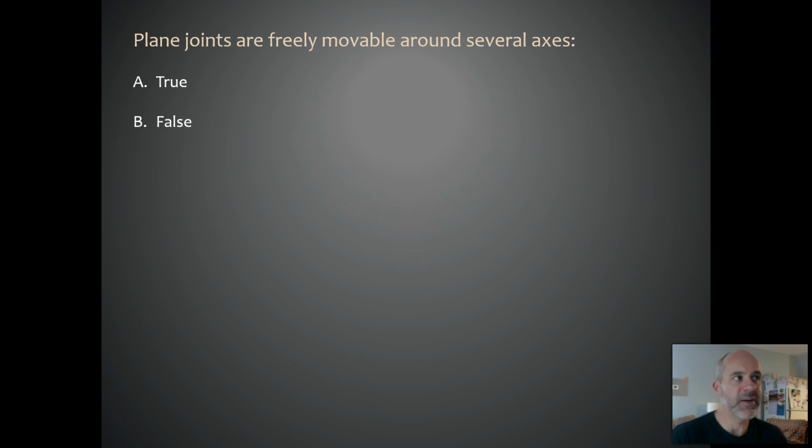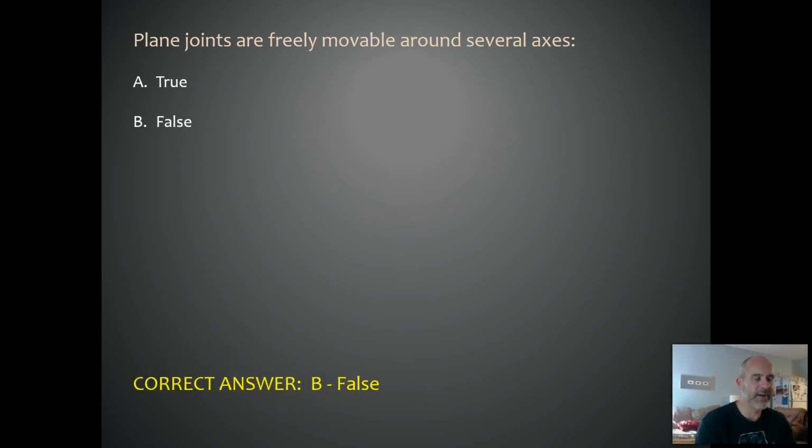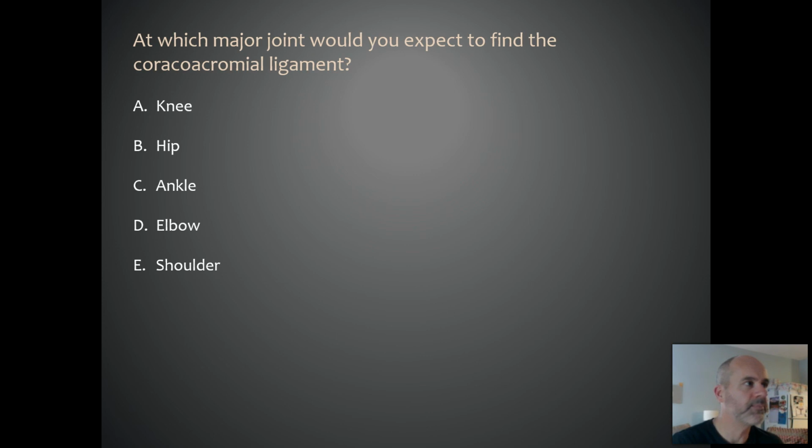Plane joints are freely movable around several axes. So those are plane joints between bones in your wrist, as an example. And hopefully you're thinking false on that. Definitely not. They are not freely movable around several axes. They're sliding joints. The bones can slide across each other.